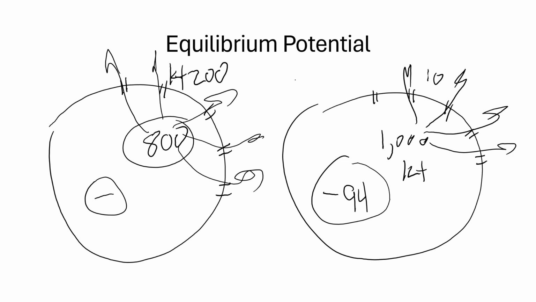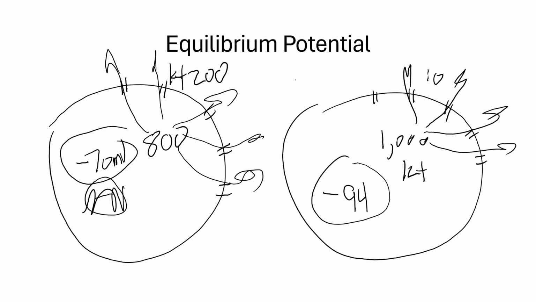So you may only need to get to negative 70 millivolts, for example, in order for the electrical driving force within the cell on the left to equal the chemical driving force within the cell on the left for potassium to leave. So at negative 70 millivolts here, the electrical driving force pulling the potassium ions back would equal the chemical driving force for the potassium ions to leave.